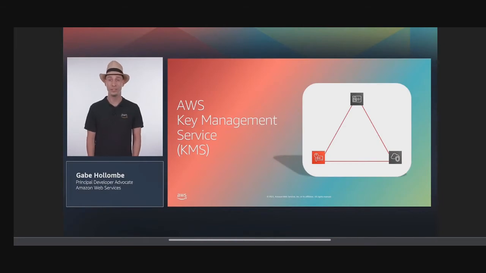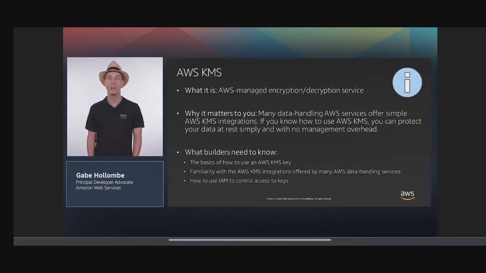Next, we'll continue on and learn how to keep your data secure using the AWS Key Management Service. Encryption can feel like a complex and daunting area to work with. But in fact, AWS's Key Management Service, or KMS for short, is actually very straightforward to work with. If you understand KMS, you can keep your data secure at rest without having to delve into the complexities of crypto yourself. To start using KMS, you need to know how to use an AWS KMS key, how AWS services integrate with KMS, and how to use IAM to control access to the KMS keys. So let's look at this now.